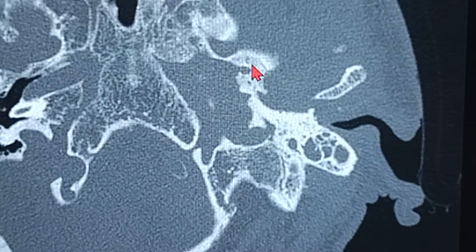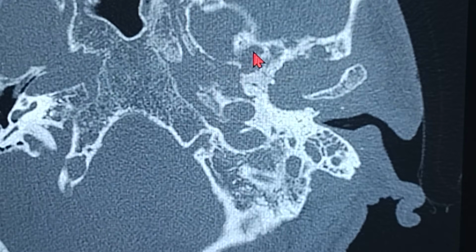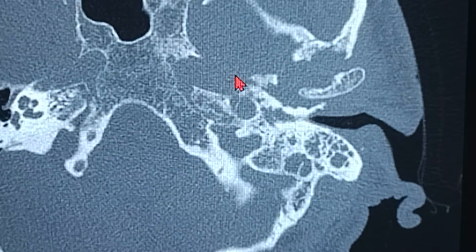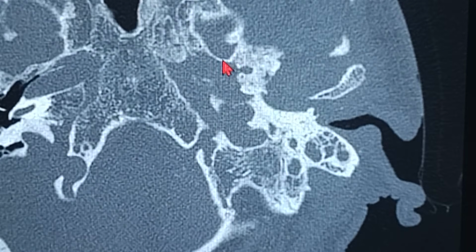We should be seeing the foramen ovale somewhere. It should be somewhere here. You can see some sclerotic bone there. This should be the area of the foramen ovale and the foramen spinosum, but there are some kind of sclerotic bony changes happening there. So this could be the area of involvement.